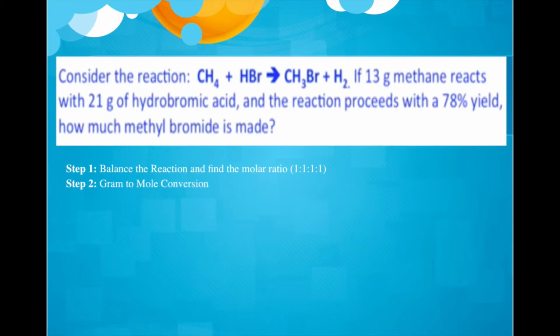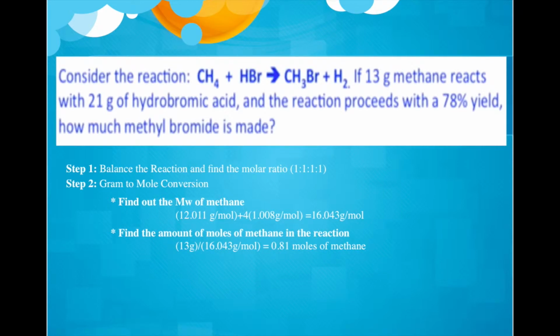Grams to mole conversion. First, you need to find out the molar weight of methane. This is 16.043 grams per mole. Then, you use this in order to find out the moles of methane. Do grams given over the molar mass, which will yield 0.81 moles of methane.